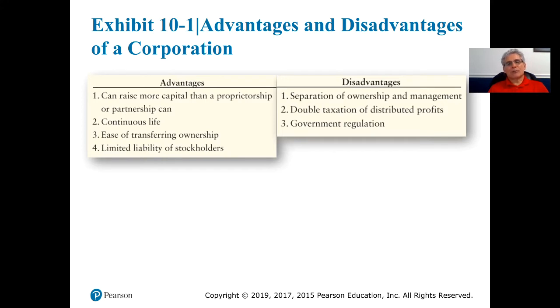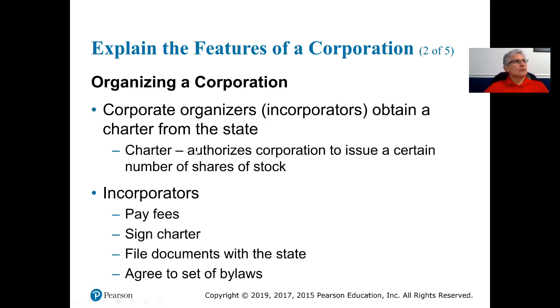And then disadvantage number three, compared to a partnership or a sole proprietorship, a corporation has to follow many more regulations, many more administrative processes and procedures. So when and if a group or an individual decides to form a corporation, the first thing we have to do is organize it. In organizing a corporation, a group of corporate organizers will get together, and it doesn't have to be a group, it could be one individual.